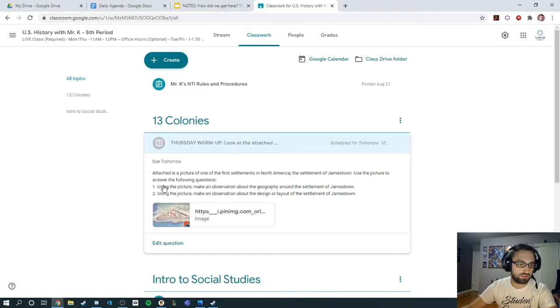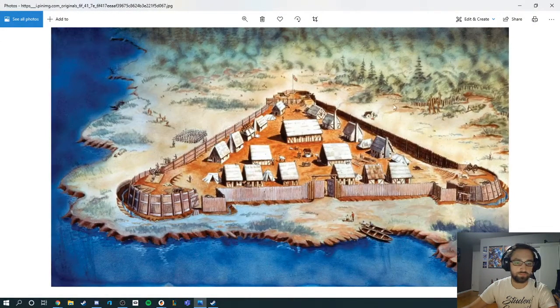It looks like this, and it says, using the picture, which is attached here, make an observation about the geography around the settlement of Jamestown. And number 2, using the picture, make an observation about the design or layout of the settlement of Jamestown. So the picture looks like this.